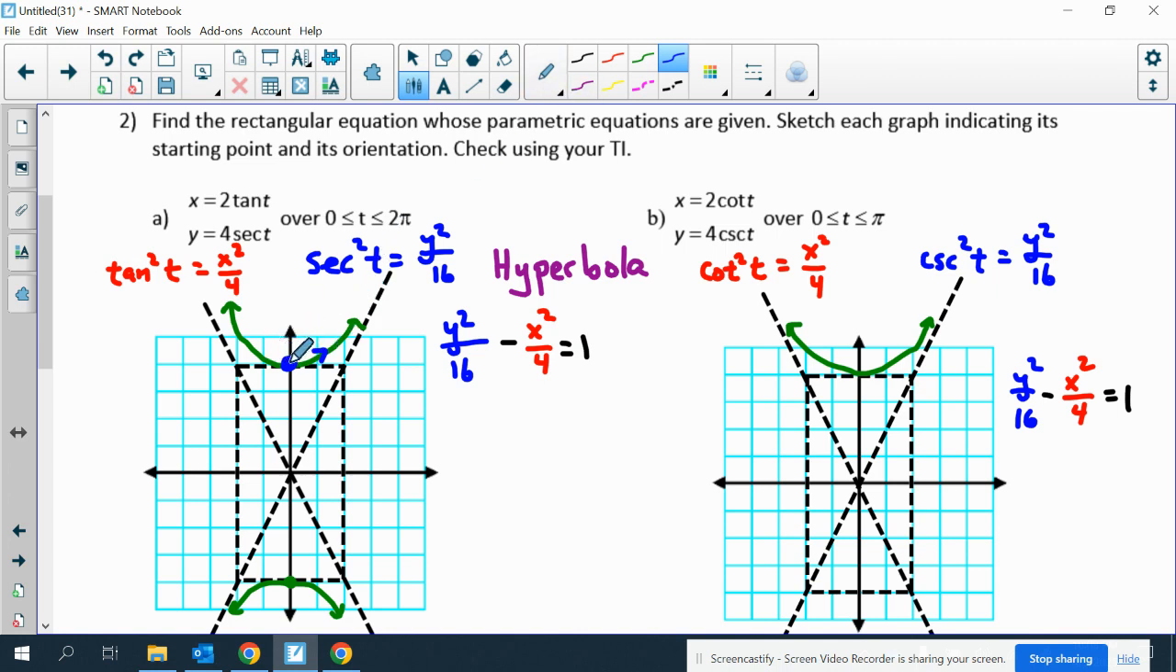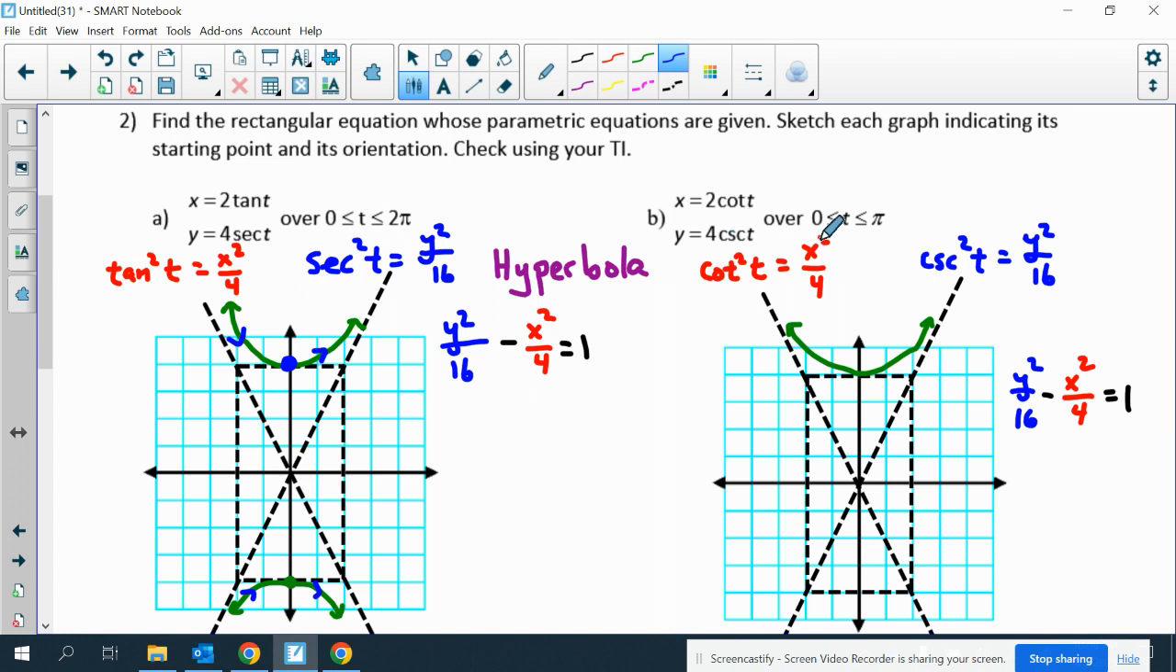So it starts in the middle, moves up, and then it goes off to infinity at pi halves. And then we start again down here, moving this way until we get to pi, and then it moves in this direction, and then it will come up here and then finish going this way back to 2 pi. So that's my orientation. So it starts here, and then down, and then back up.